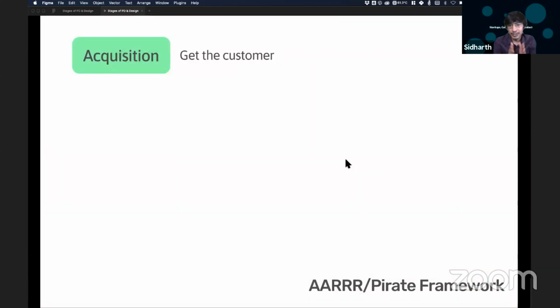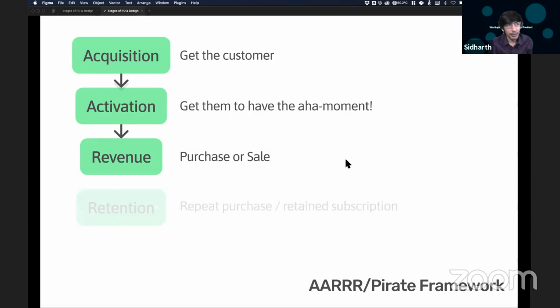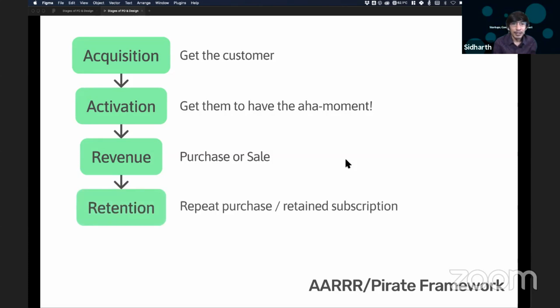So one of the frameworks that I want to talk about is the Pirate framework, which is the AARRR framework. First, it talks about acquisition. How will you get the customers? How many customers do you think you can acquire? The second is, of course, activation, which talks about how many of these you are able to eventually activate and make into paying customers or engaged customers. This can then turn eventually into revenue, which could be ad revenue or purchase revenue, sale revenue, or subscription revenue. And the last one is a repeat purchase, right?